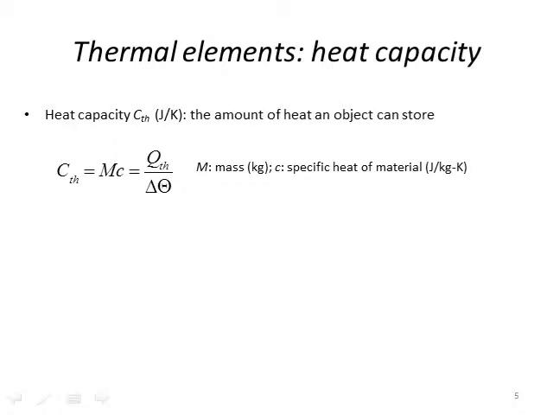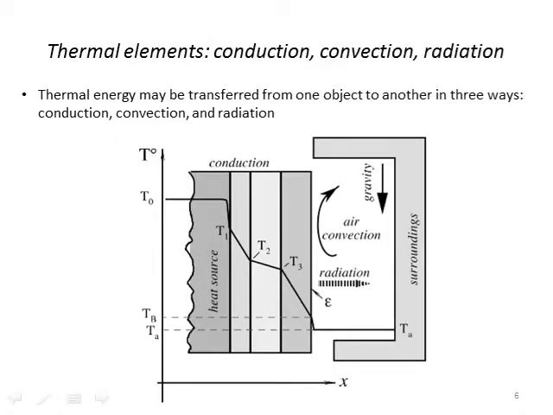Heat capacity, it really relates to the amount of heat an object can store. And this is the definition of it, where capital M is the mass in kilograms, and small c is the specific heat of a particular material. Now, thermal energy may be transferred from one object to another in 3 ways: conduction, convection, and radiation. And all of these 3 mechanisms are shown in the picture on the bottom.